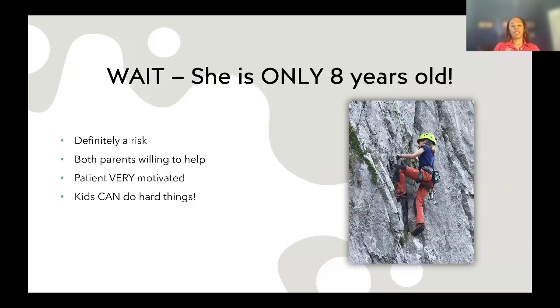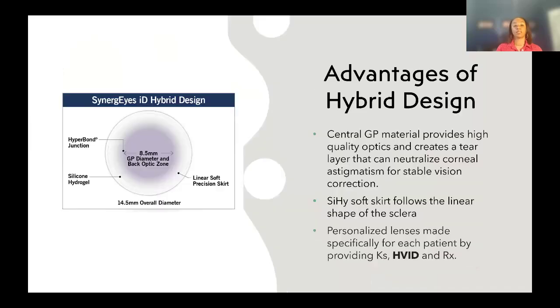So you may be thinking, why would you choose a hybrid design for an 8-year-old? Well, it's definitely a risk for sure. But her parents were willing to help. This child was more motivated than I've ever seen a child to wear contact lenses. And kids can do hard things. They really can. If we put them up to it, we set the standard, they will rise to the occasion. So what do I like about hybrid lenses, especially for this patient?